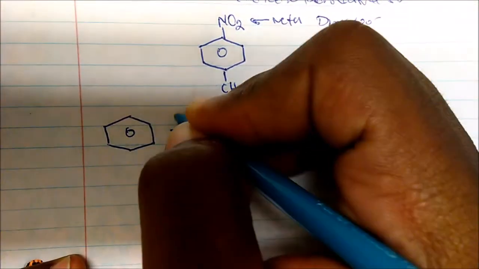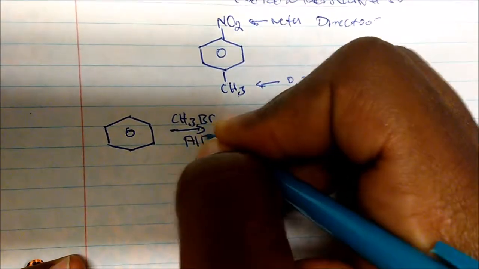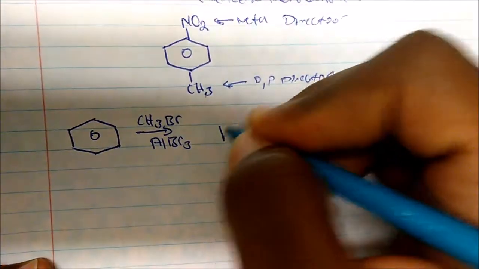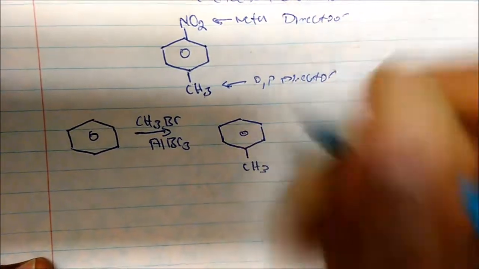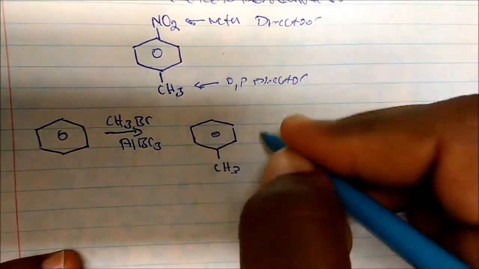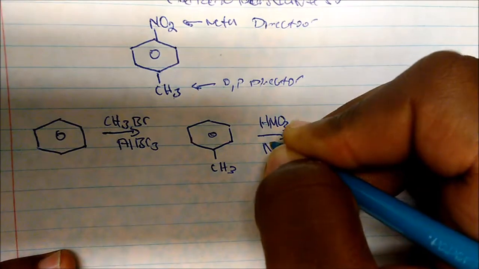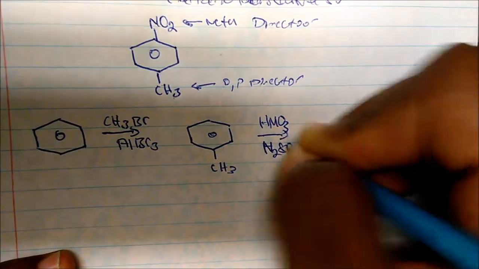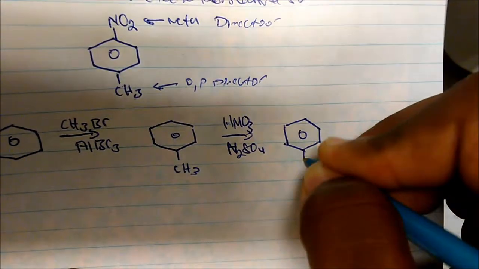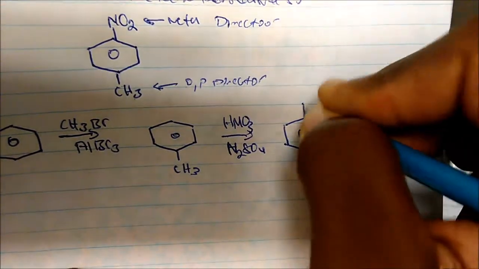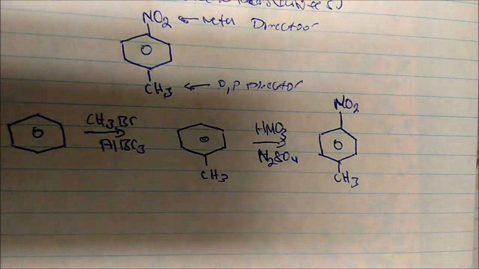So the idea is that we could simply take CH3Br and add in some sort of Lewis acid, and we get CH3 on the ring, and we know this is now a para director. And so the idea is that I could just nitrate with nitric acid and sulfuric acid. We could do that, and then we just get our simple product. So with CH3 there, the nitro group goes in the para direction.